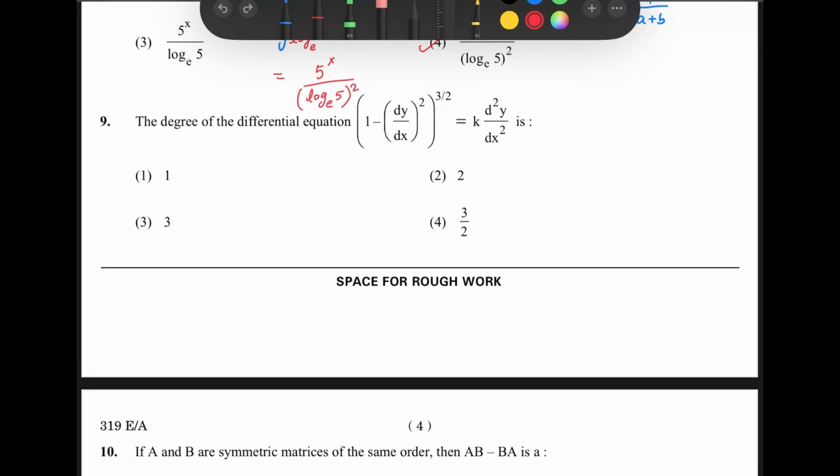What I have to do is square both sides. So into 2 and then squaring here, right? If I do the squaring on both sides, what I get is 1 by dy by dx, and then 3, because these two will cancel out, right? And on the right side, I'll get k square and then d2y over dx2, right? What is the degree? Degree is the power of the highest derivative present. Highest derivative is this, so the order is 2 and the degree is also 2. So the correct answer for this question is option 2.